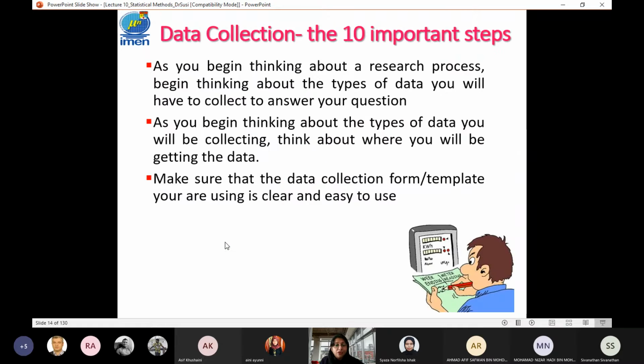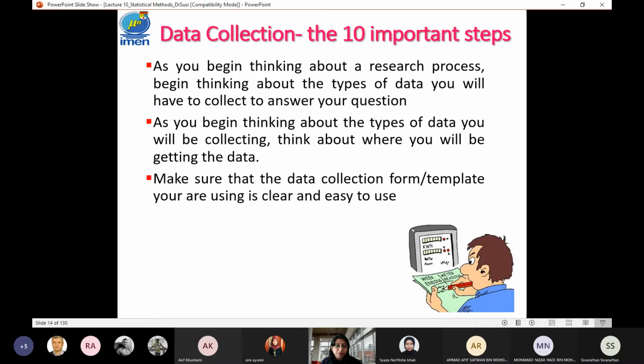In terms of data collection, just sharing some 10 important steps. So you have to think about the types of data. Most of you are in your semester 1 to semester 3. For master students, if you're already in semester 3, I think more or less you're already clear on what you need to collect. But if you're in semester 1, you need to be very clear about what type of data you need to collect before the semester ends. If you're still unsure, please go see your supervisor, your co-supervisor, and clarify what data you need to collect.